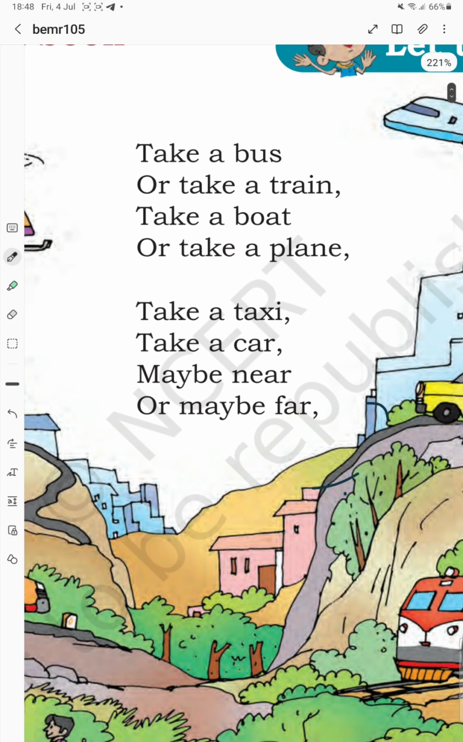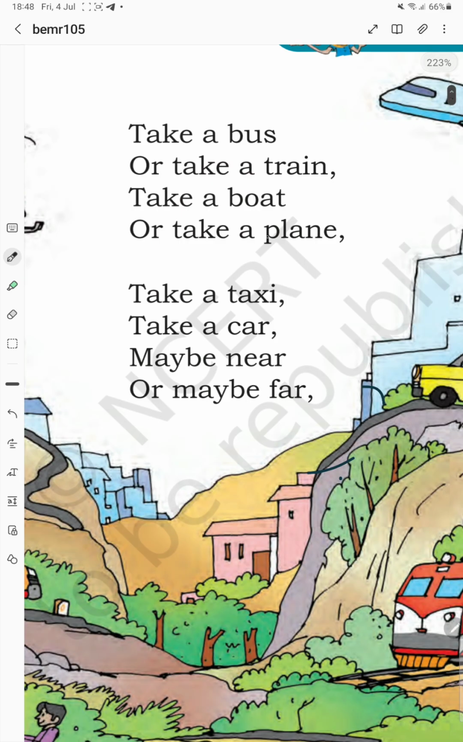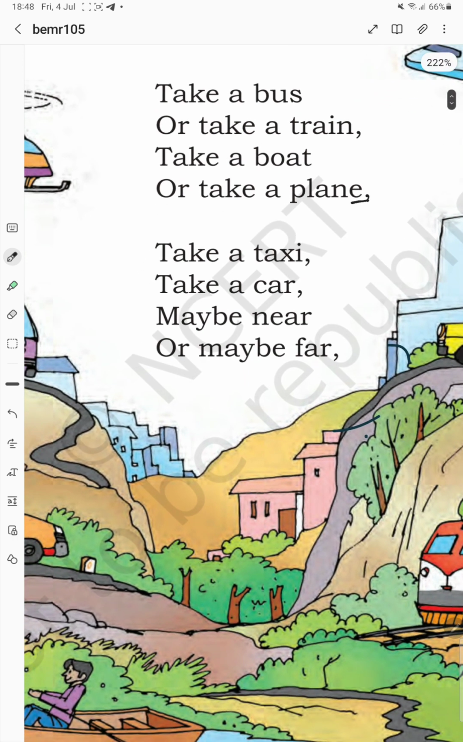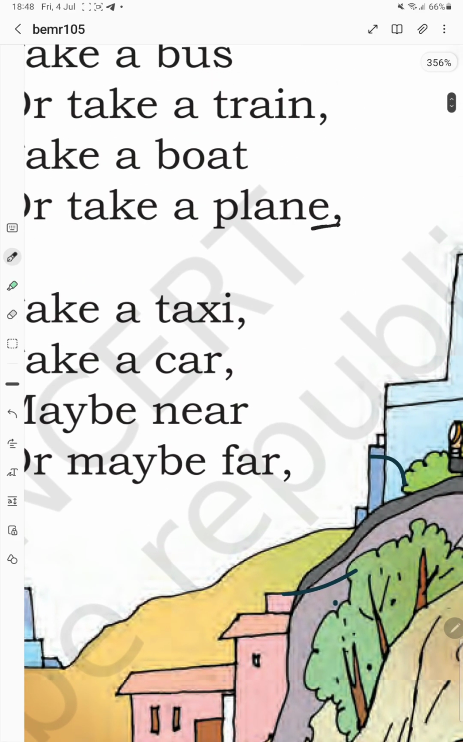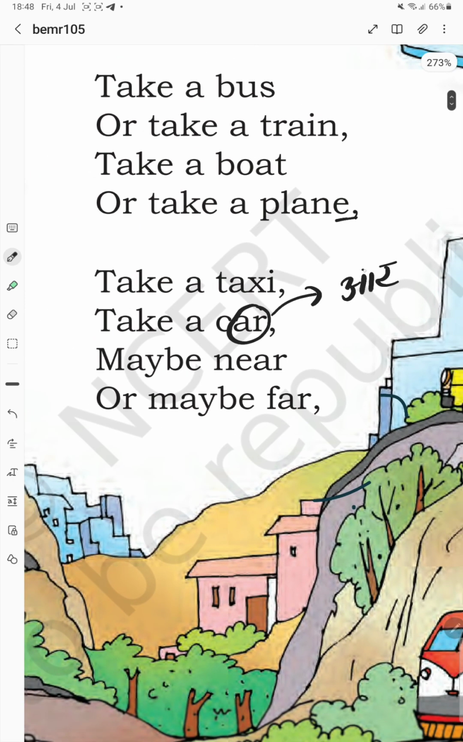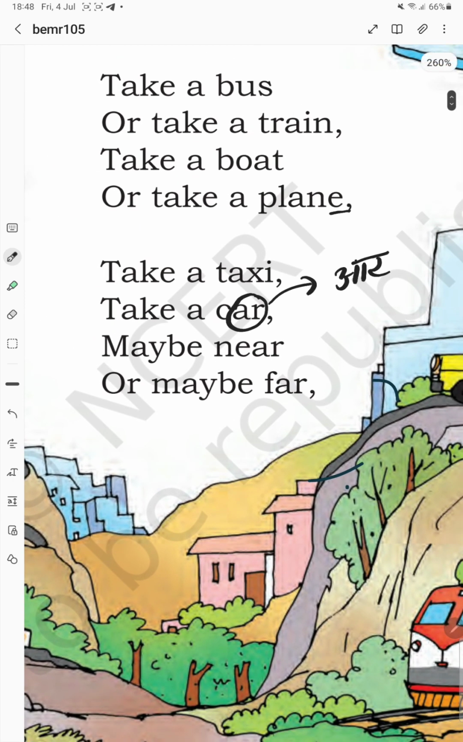The next line is very simple. Or take a plane. Here, in the word plane, e will be quiet. Pla, this will blend together. Plane. Take a taxi or take a car. By pronouncing it, we can understand that ar is giving the r sound. But sometimes when w comes before ar, the sound will change. Now it will become or.